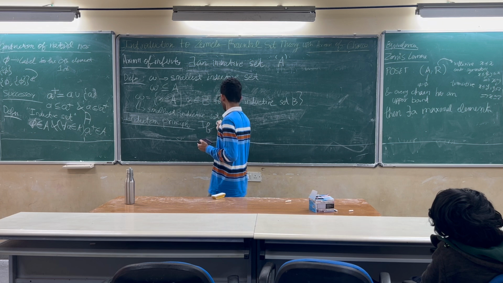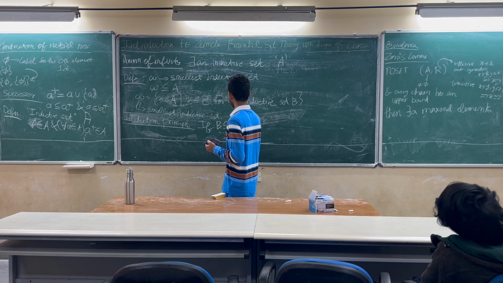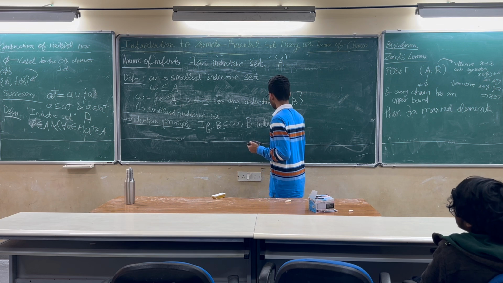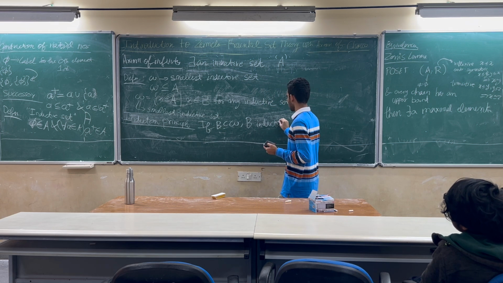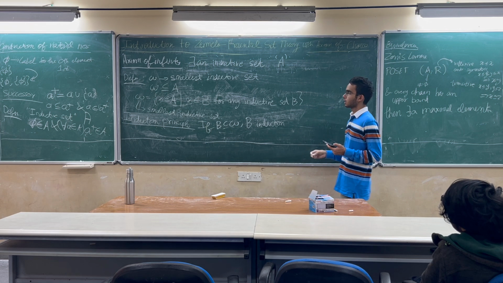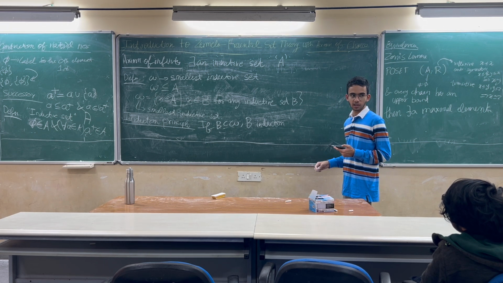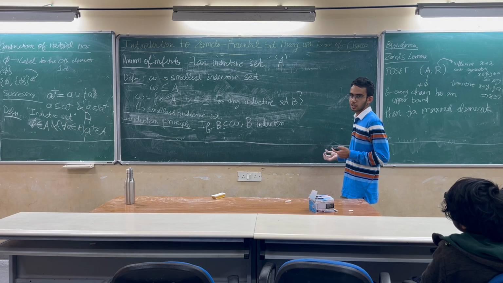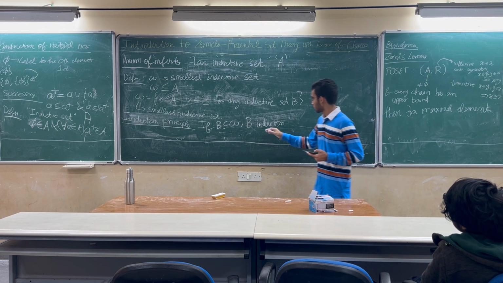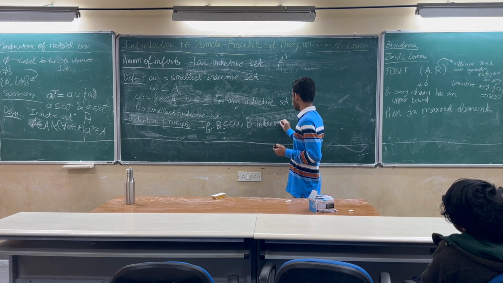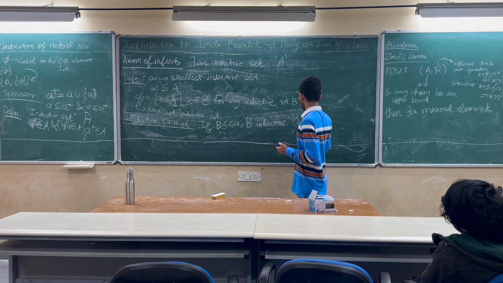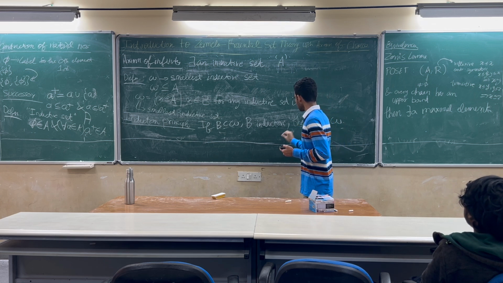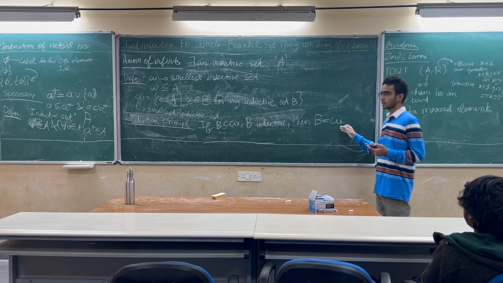What is induction? Induction is basically: if you have a subset of omega that is inductive, and what inductive means is the standard notion, it contains the empty set which is 0, and whenever it contains some natural number n, it also contains the successor of n. So if B is inductive and it is a subset of omega, then B is equal to omega. This is exactly what we call induction.